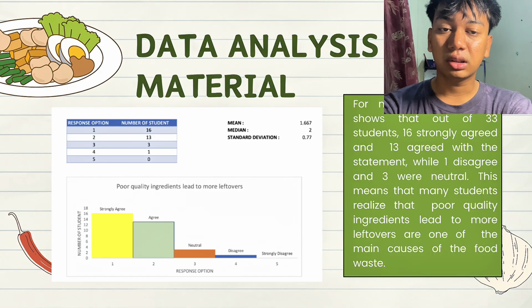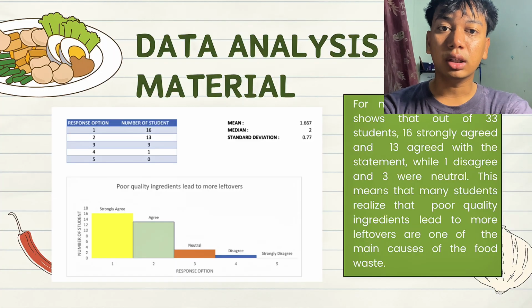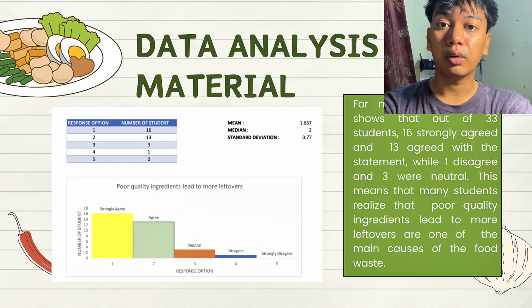Overall, this shows that material quality, specifically the ingredient quality, has a strong impact on food waste, as poor ingredients reduce food appeal and lead to more leftovers.